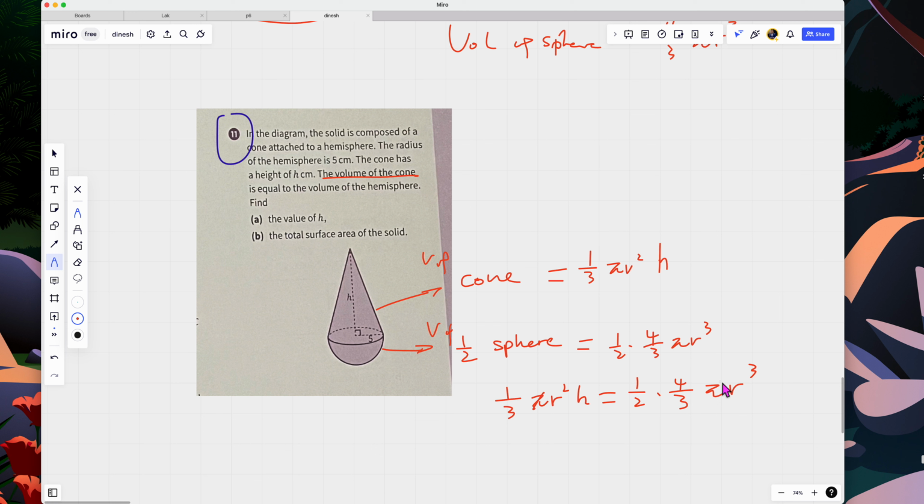I see a pi, so I cancel pi. And then I also see an r square, so I cancel, I got r left. I also see a 2 here, and can you see a 1/3 here also? So 1/3 cancels. Can you see all gone? So you only have h here, and on this side you have a 2 left and an r left. So h equals 2r, 2 times r. What is r? r is 5. So it's 10. Simple? Yes.